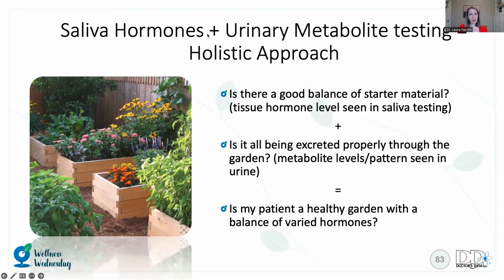So saliva hormones plus urinary metabolite testing, I think this would be, in my mind, the most ideal approach if you're looking at a totally holistic approach. Do you have enough hormone, or what's the hormone level at the tissue site? And then how is that being broken down and excreted? And both of those together, I think would be the most powerful approach.